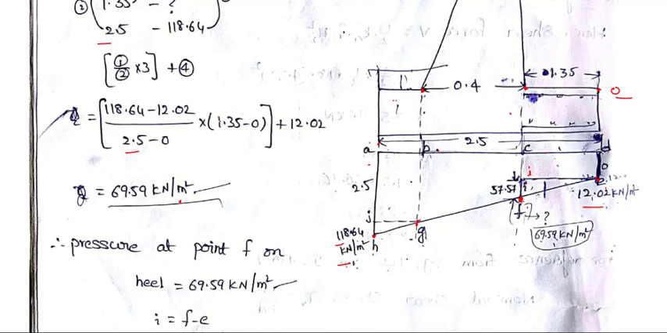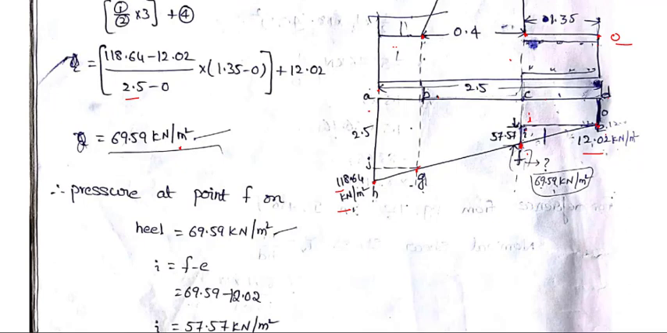So what is the value? 69.59 kilonewton per meter square. That means at F, 69.59 kilonewton per meter square. So how will you find out this I value?